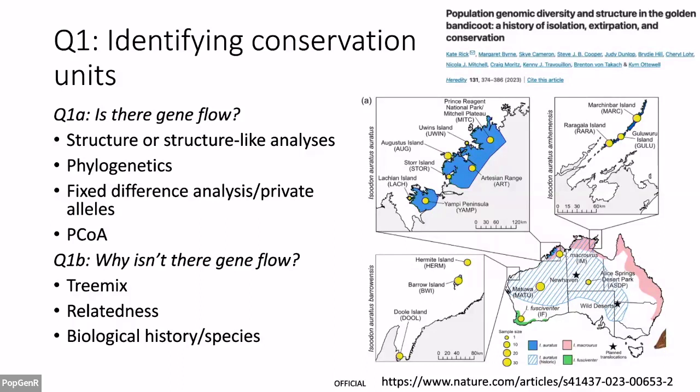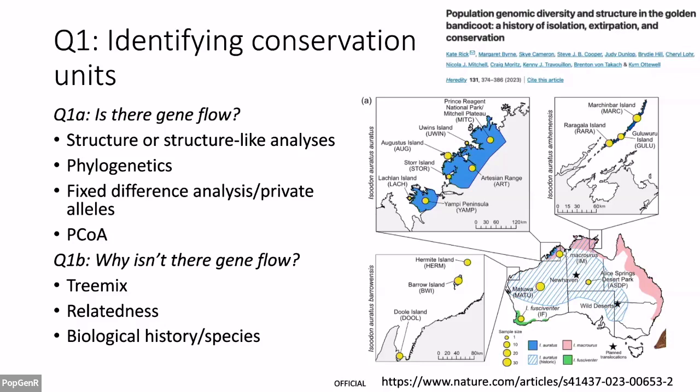This is a great paper. I've put a link into it. So this is by Kate Rick, a PhD student at UWA, led by Kim Ottewell, who's a fantastic conservation geneticist for DBCA. And it's on the golden bandicoot. And this is one of those species that this blue here was the distribution of the species before European occupation of Australia. And now it lives on these islands here, the Northwest Kimberley and Barrow Island in the Pilbara.